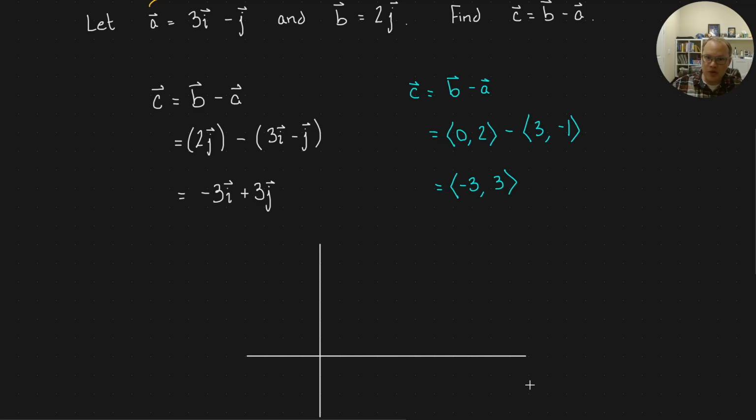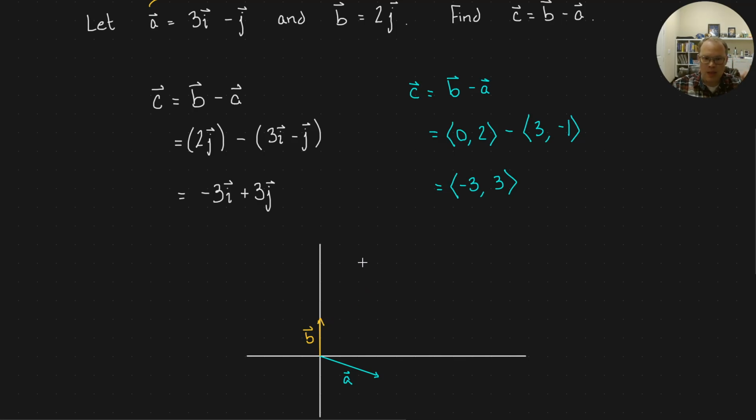Okay, so A is 3i minus j, so I'm going to draw that in standard position. So 3i, that means 3 units in the x direction, 1, 2, 3, minus j, -1 units in the y direction. And then B is just 2j. Label this first. B is 2j. And so that's no movement in the x direction, but 2j means 2 units in the y direction. So 1, 2 units in the y direction.